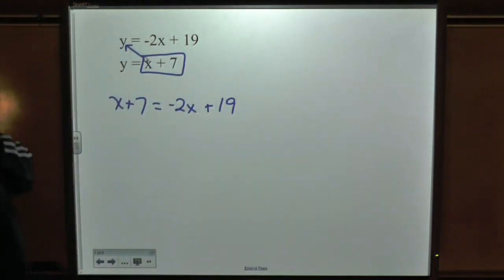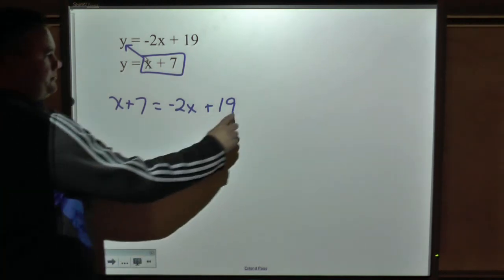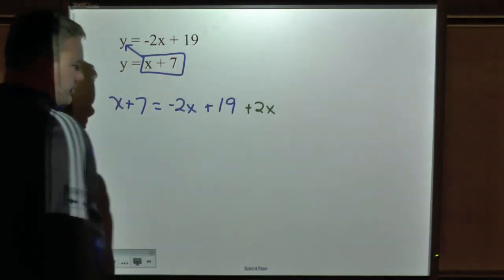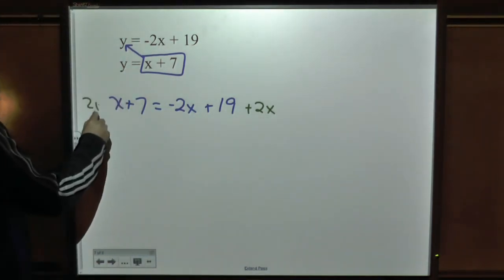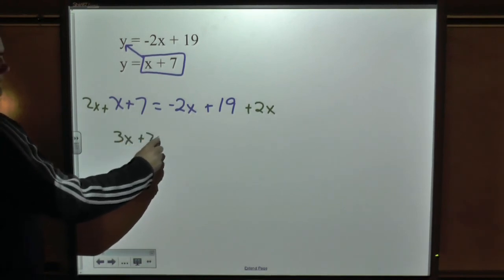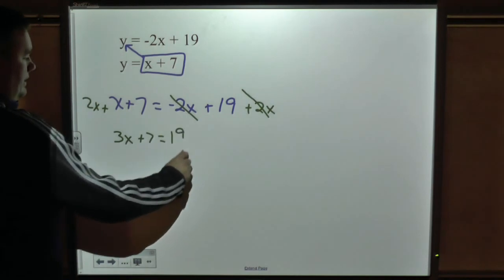So when I look at this, I have variables on both sides. I'm going to move my variables all onto the left side. So I'm going to add the opposite of the negative 2x, which is a positive 2x, to both sides. 2x and x is 3x plus 7. Negative 2x and 2x is gone. So I have a 19 left over.